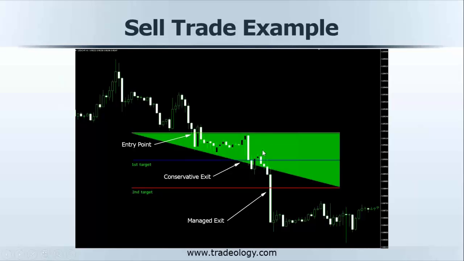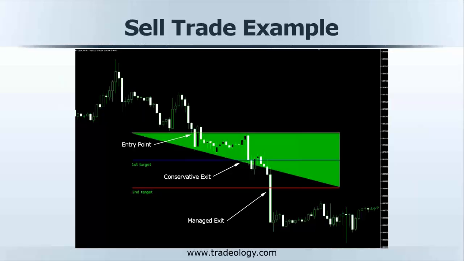And as you can see in this particular example, price has continued to move in our favor, and it goes on to hit our second target. So we'd have taken half our profit at target 1, moved the stop loss to break even, reduced the risk on the trade, and price continues to go on to the second target, and we get taken out with profit at both the first target and the second target levels.